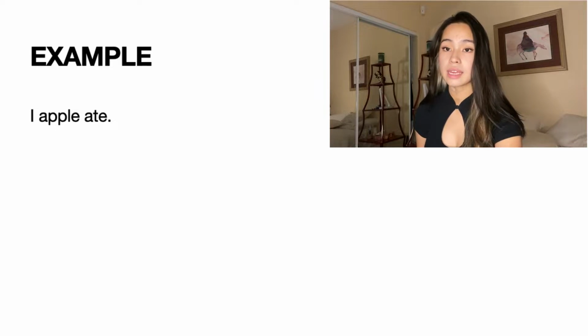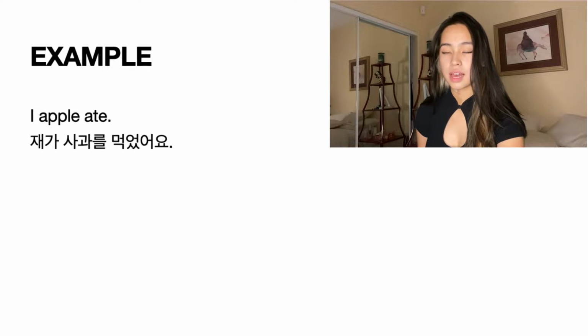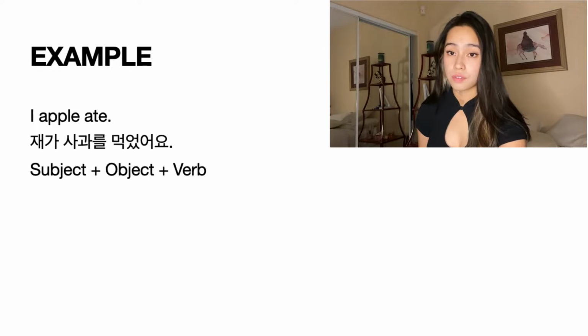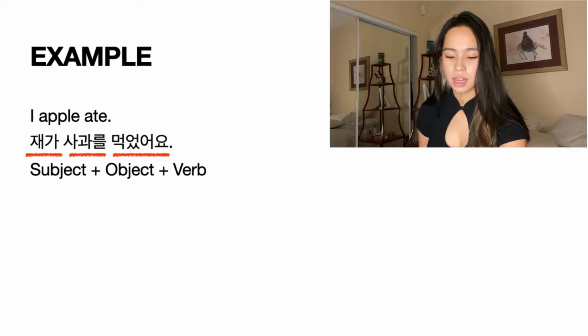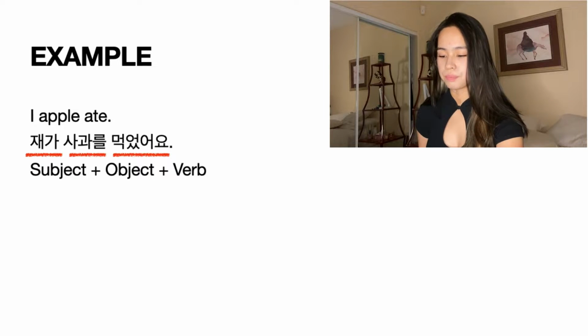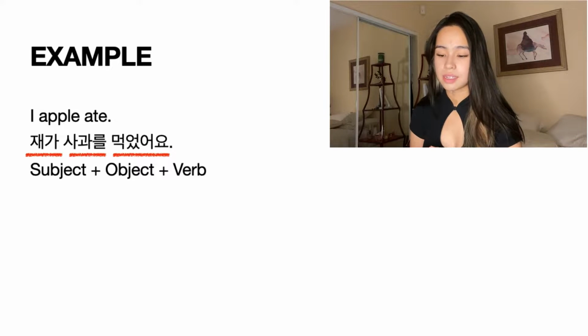Alright? I apple ate. 제가 사과를 먹었어요. Subject, object, verb. 제가 is the subject, I. 사과를 is the object, apple. And 먹었어요 is the verb ate. I apple ate. 제가 사과를 먹었어요. Subject, object, verb, SOV. Now let's talk about interrogative sentences.